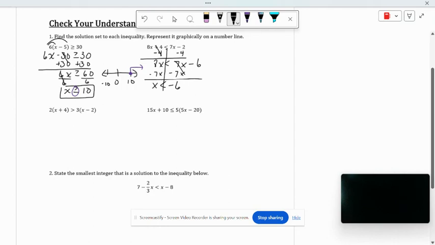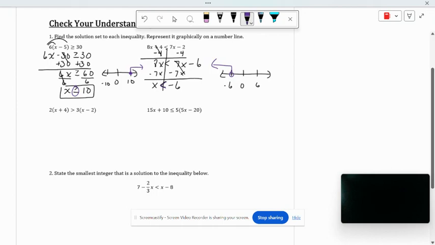I go over here, I make my little number line. I'm just going to put 0, positive 6, and negative 6. What kind of circle are you going to put above the negative 6? You're going to put an open circle. And which direction are you going to draw your arrow? Your arrow points to the same direction your inequality goes to. So I'm going to point it to less than.